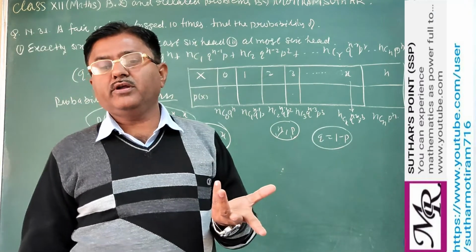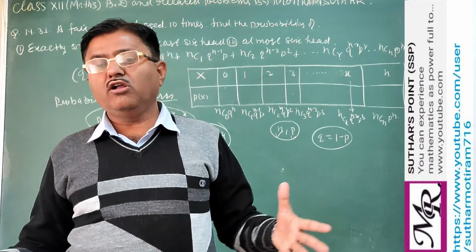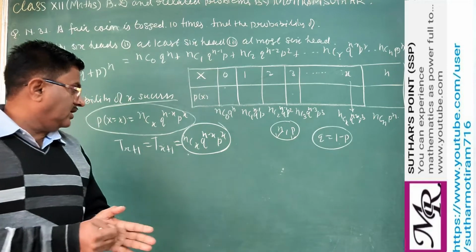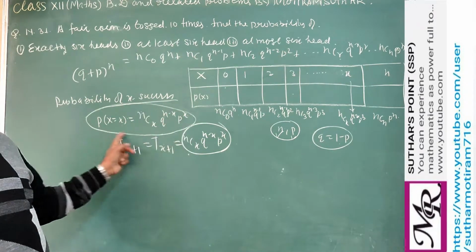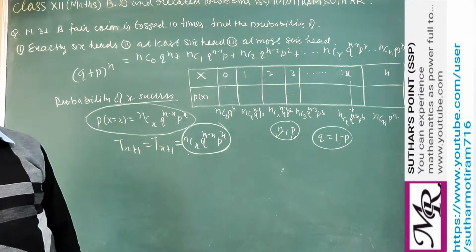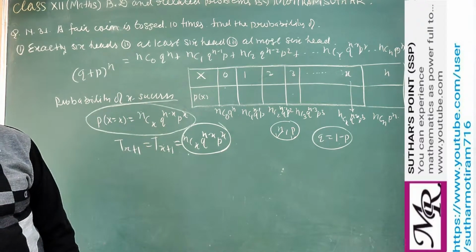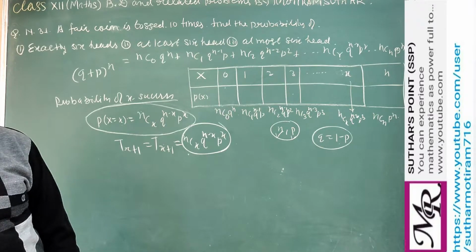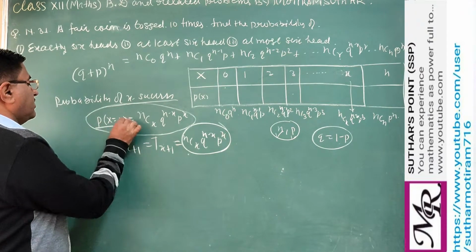And what is the probability of getting a tail? That is also 1 by 2. So we know all things. So the probability of x is given by this formula. Directly we can use this formula; we are not writing the whole binomial distribution. So this P(x) is sometimes called the probability function.